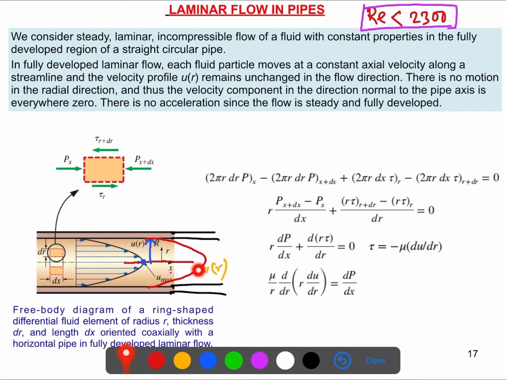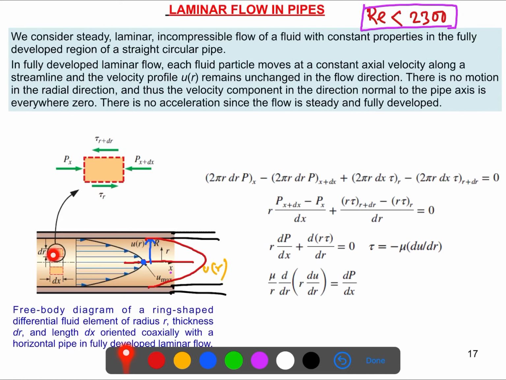the velocity profile, will remain unchanged along the direction of the flow, because we have no motion in the radial direction, and the velocity component in the direction normal to the axis is everywhere 0 here. So we can say this is a steady flow and the fully developed flow, and it's not changing anymore. Now we took a very small section here.